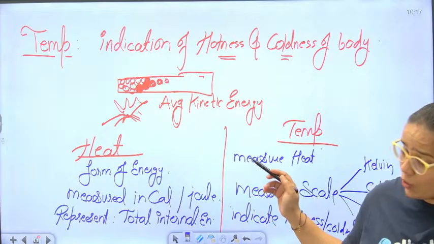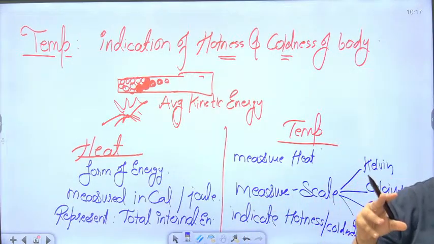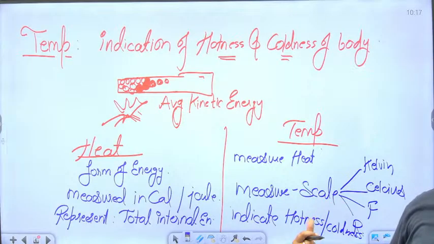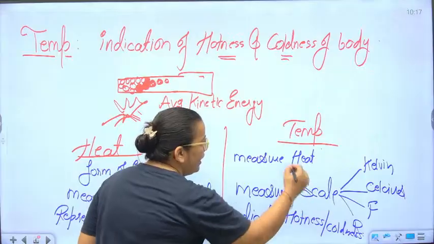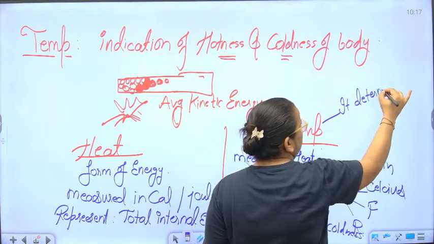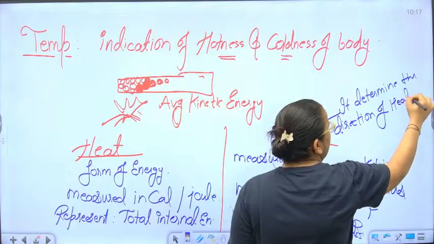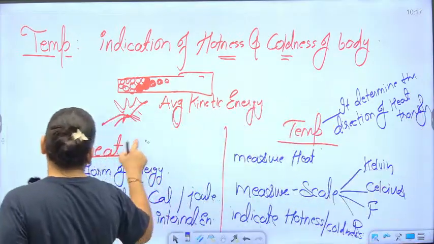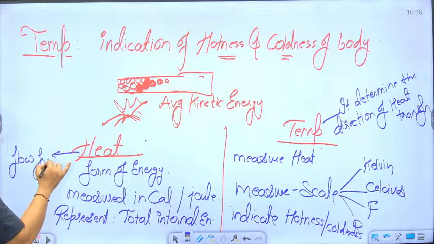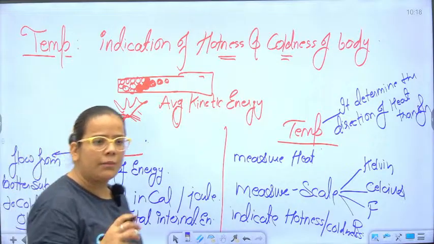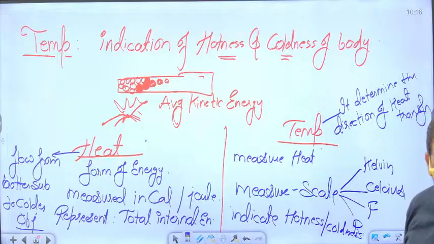Also, heat always flows from a hotter object to the cooler object until thermal equilibrium is reached, while temperature determines the direction of heat transfer, right? On the other hand, heat flows from a hotter substance, hotter object, to a colder object until thermal equilibrium is maintained. Clear everyone? So this is the basic difference between heat and temperature.